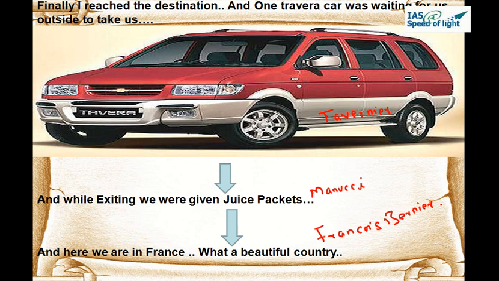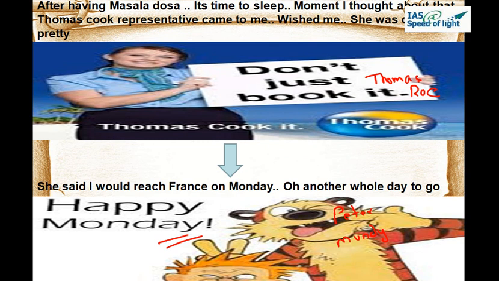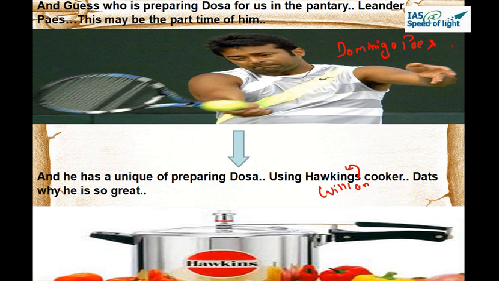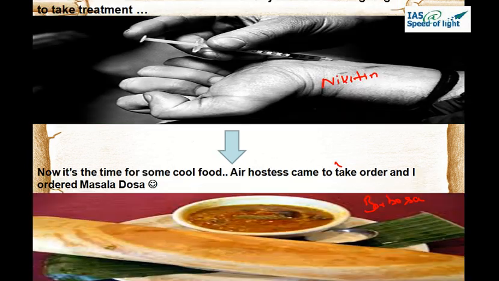Let us again rewind it, recalling it backwards, from the last traveler to the first traveler. So the last one is France. Then we move the story backwards. France, it was juice packets given to us. Before that, it was the Tavera car, and before that, it was the Monday, what the Thomas Cook representative told. So Monday, then it was Thomas Cook, then Hawkins, then Pace, then Dosa, then nicotine.